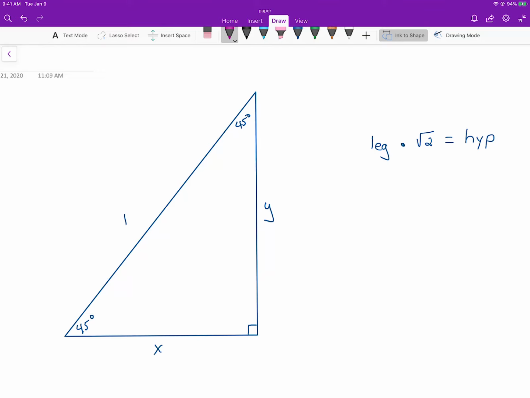I'm going to go over how to solve for the sides of special right triangles. And the first problem we have is a 45, 45, 90 triangle, and it has a hypotenuse of 1. And I'm going to solve for x and y.